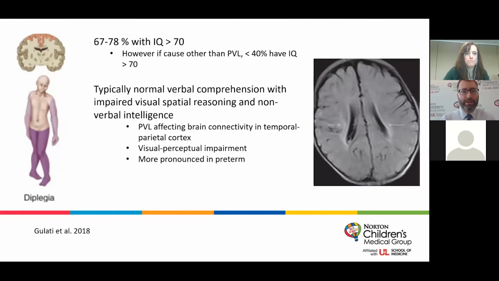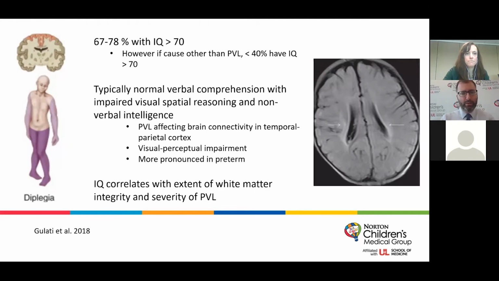And even though IQs are normal, just because of that back center of the brain being involved, they may have other issues. So things like impaired visual spatial reasoning. This has to do with where that injury is. So some of the problems being able to look at things and interpret what you're seeing may be difficult.